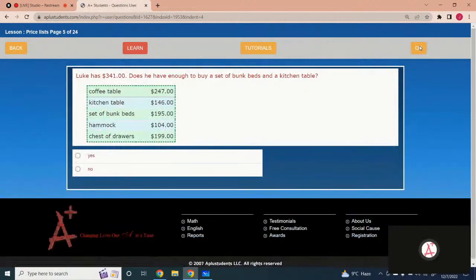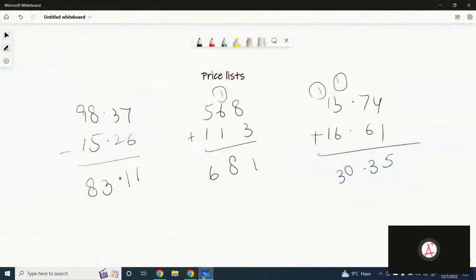The next one is Luke has $344. Does he have enough to buy a set of bunk beds and a kitchen table? The bunk bed costs $195 and the kitchen table costs $146. So $195 plus $146 is: 5 and 6, 11, and 1 carry. 9 and 1, 10, and 4, 14, and 1 carry, and it would be 341.